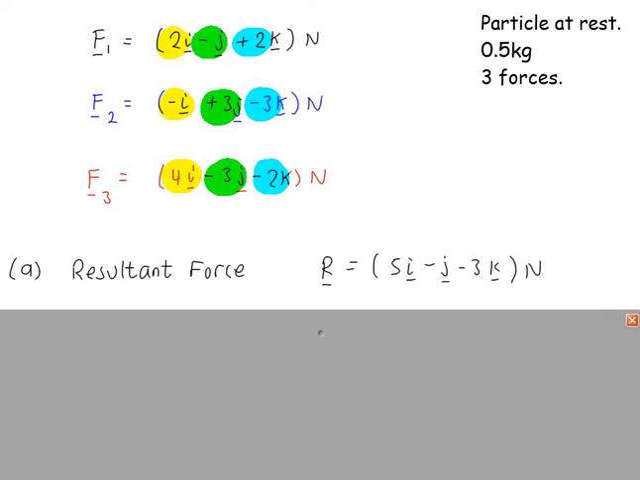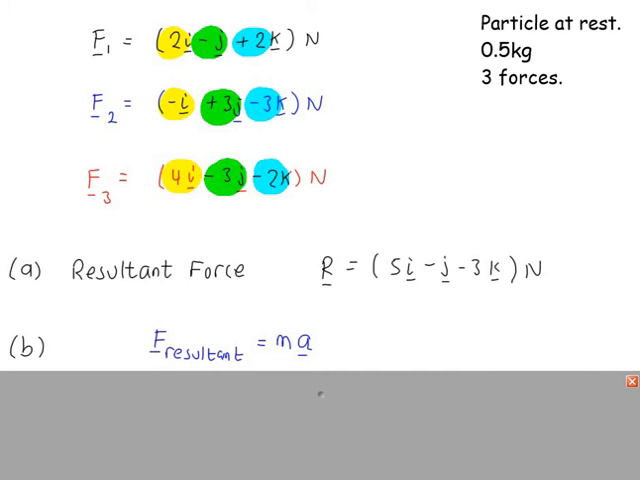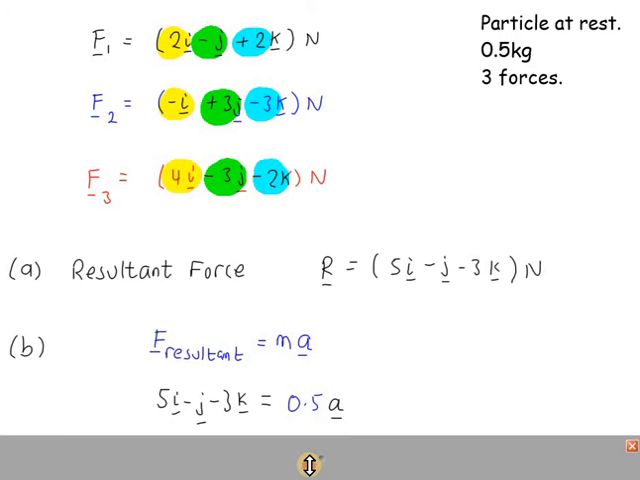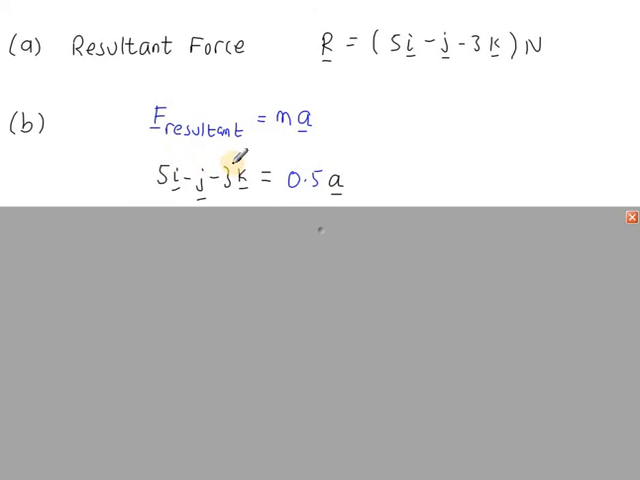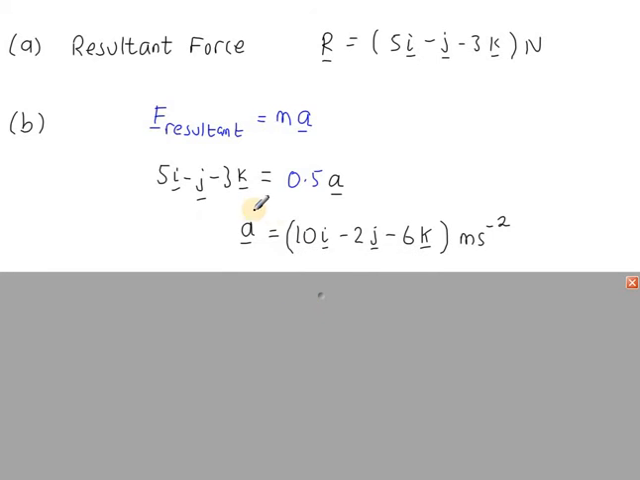Now we know that if there's a resultant force, then there will be acceleration. So F equals ma, so the resultant force will be equal to mass times acceleration. We have the resultant force here, that goes there. The mass is in kilograms, it goes here, then we can work out the acceleration. So far we have this. Dividing by 0.5 on both sides gives us the acceleration in vector form, in meters per second squared.